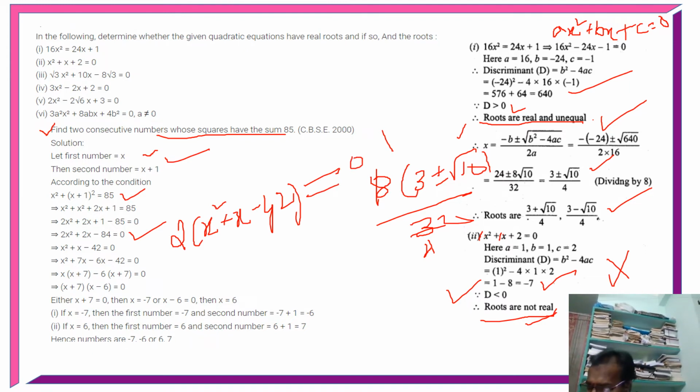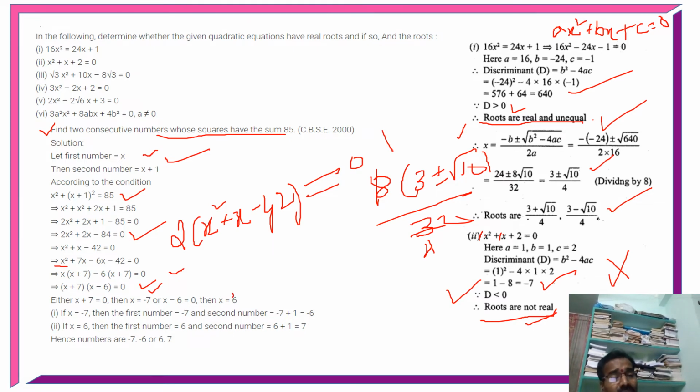So here, after factorizing, we have x² − x + x − 42, so x² + 7x − 6x − 42. If you factorize, x(x + 7) − 6(x + 7) = 0. So (x + 7)(x − 6) = 0. So x + 7 = 0 gives x = −7. If you take x − 6 = 0, x = 6.